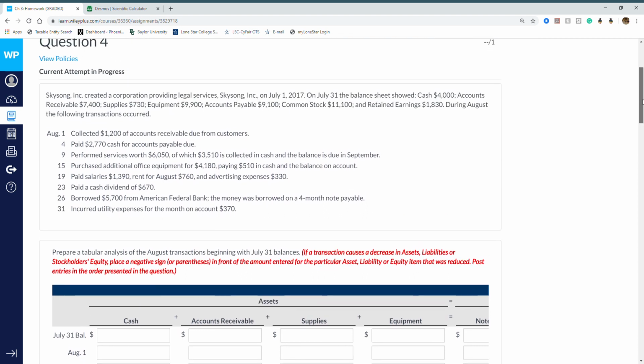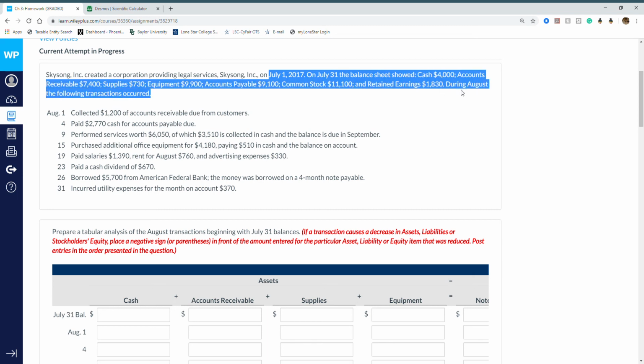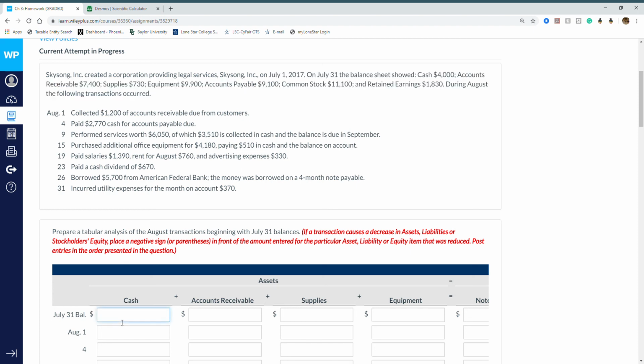But really the first thing you need to do on this one is to take the beginning. Okay, this is the beginning, July 31st balances. So those need to be put in first. So again, for example, cash was $4,000, accounts receivable $7,400, so forth and so on. And then you'll go through each of these transactions. And overall, does not look too bad. Again, if you have questions, let me know.